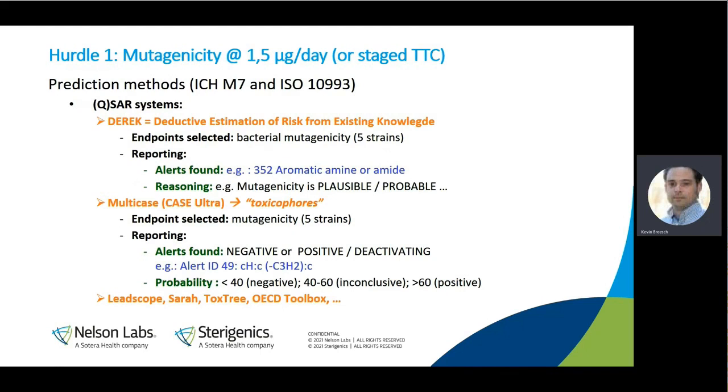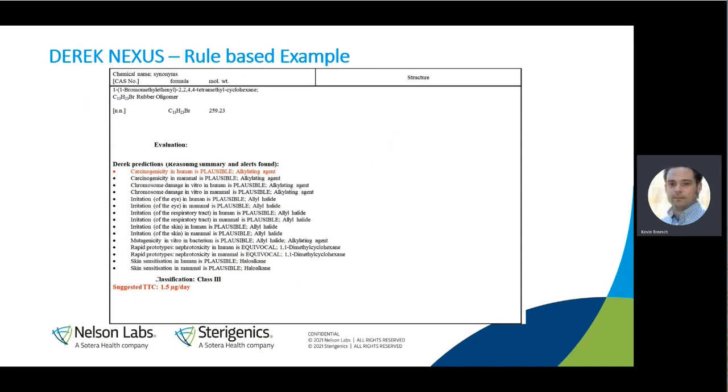This is an example, a summary output, what we put in our fit analysis, in this fast initial toxicity assessment. So for every compound in our database, we run the Derek Nexus software model. And here, for instance, for the brominated short rubber oligomer, the prediction is that carcinogenicity in human is plausible, but also mutagenicity in these bacteria is plausible, and even skin sensitization in human is plausible. So we classify it as a class 3, which should be controlled at 1.5 micrograms a day. So if you have this one in your extractables profile, this is a compound you would definitely want to be monitoring in your leachables.